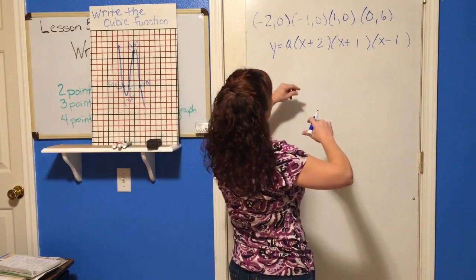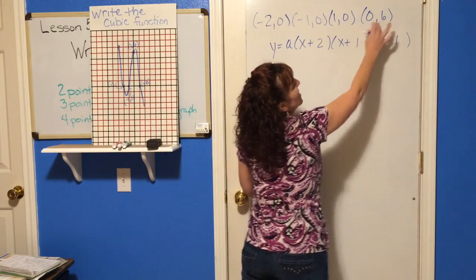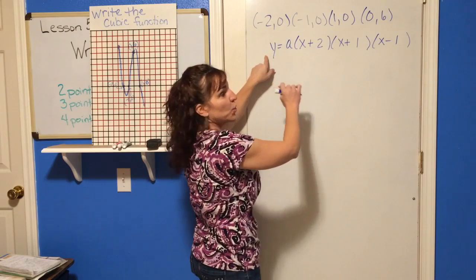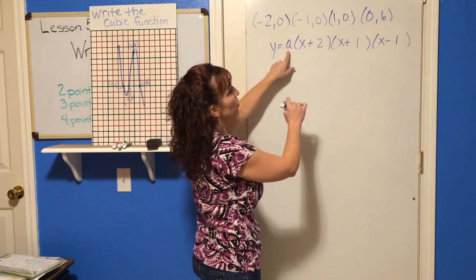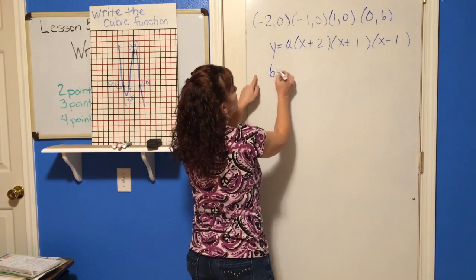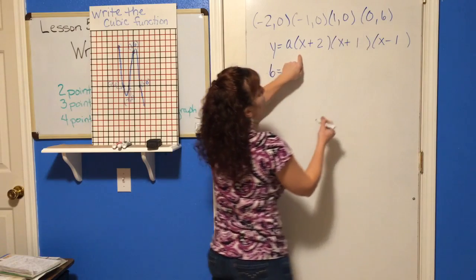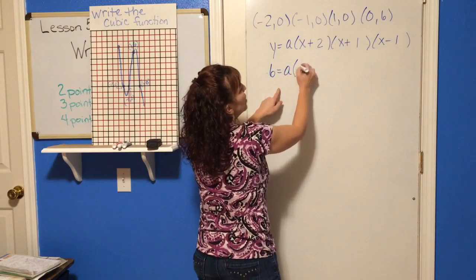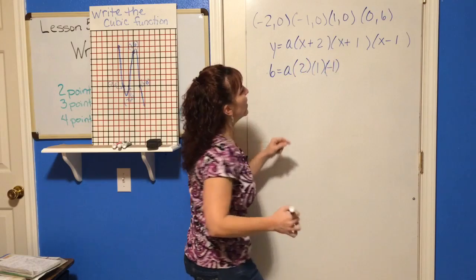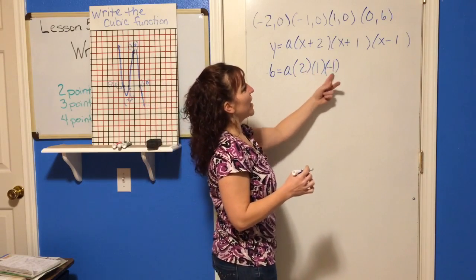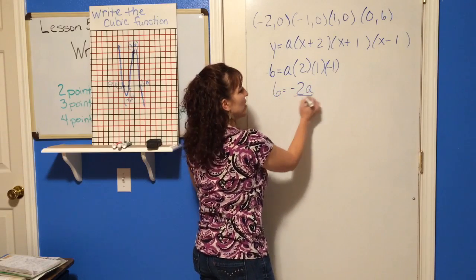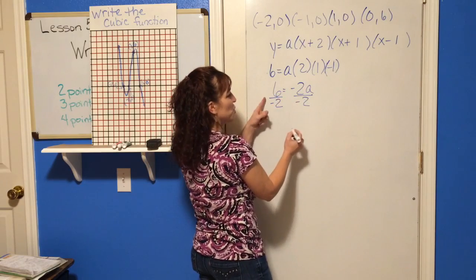All right, so what we're going to do is put in 0, 6 for the x and the y, and that's going to give you your a, which is the unknown right now, and then we'll put it back into this format. So your y is 6, and your x's are all 0. So it's going to be 6 equals a times 2 times 1 times negative 1. All right, so 2 times 1 is 2. Negative 1 times 2 is negative 2. So you have 6 equals negative 2a. Divide by the negative 2. So a gives you negative 3.